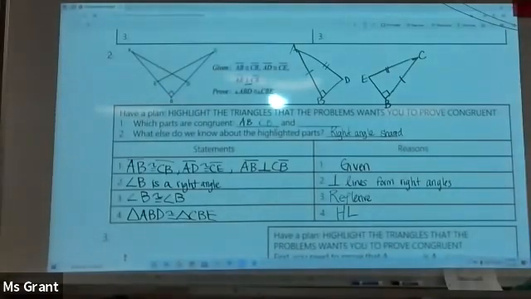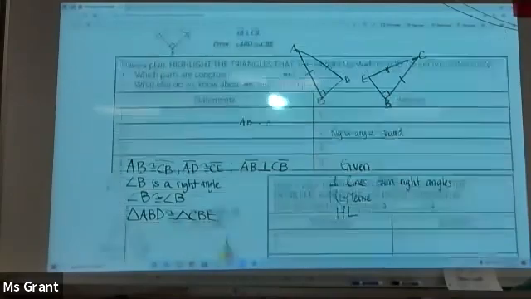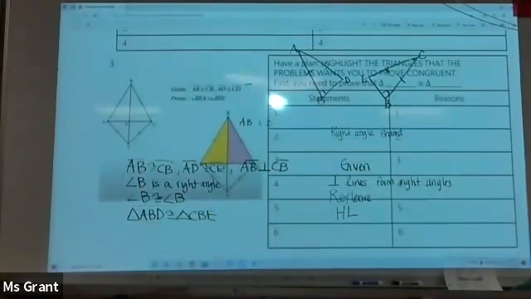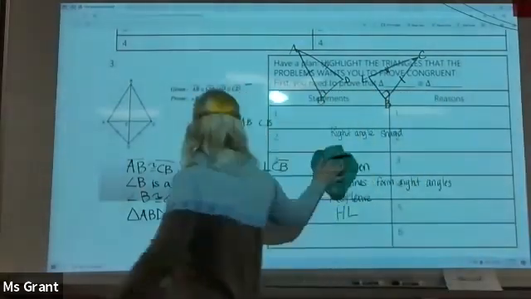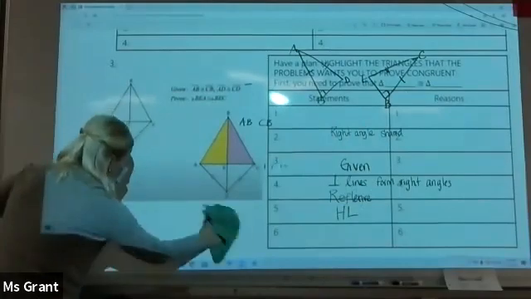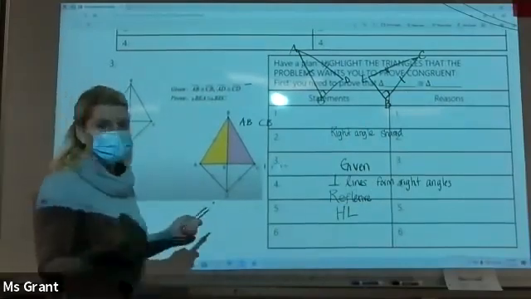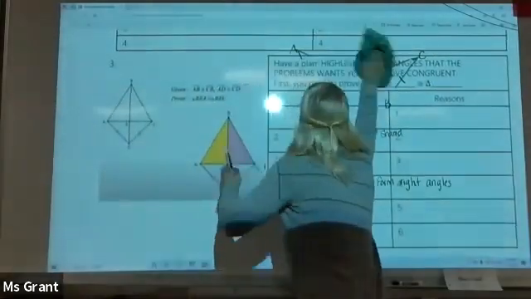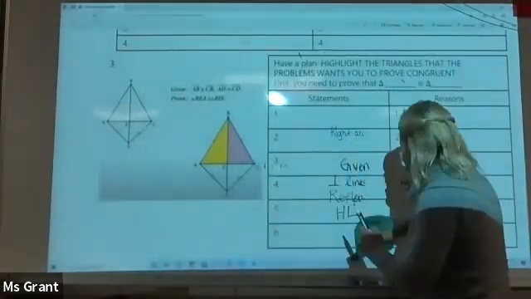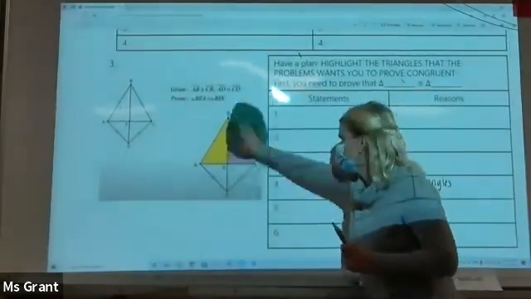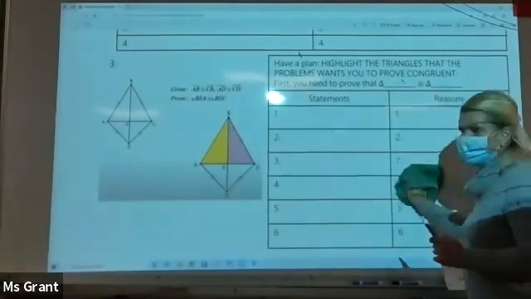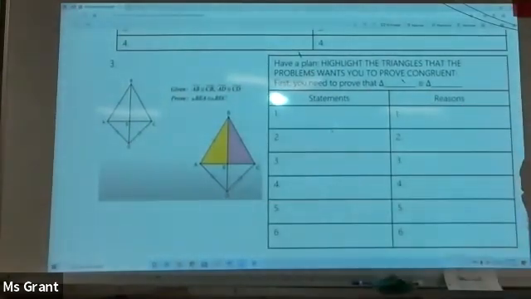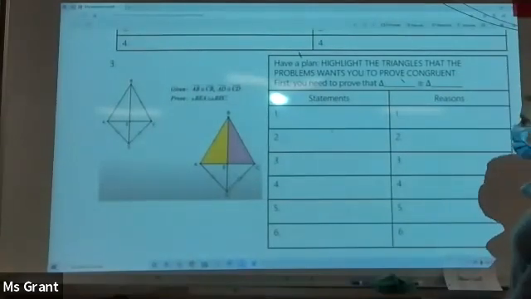Okay. So on number 3, there's lots happening because I literally have 4 triangles. But I'm glad that you can see my color copy because let's talk about our plan. The pink and the yellow matter. Okay? So I have to have a plan. Highlight the triangles that the problem wants you to prove congruent.